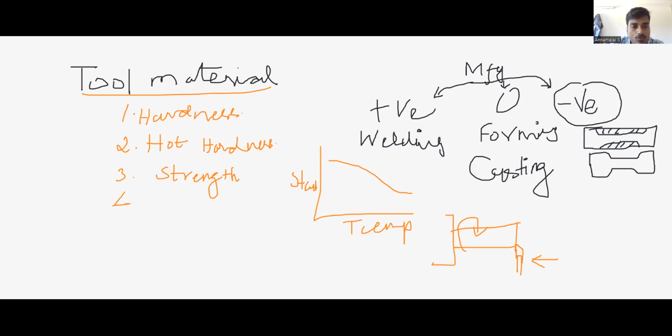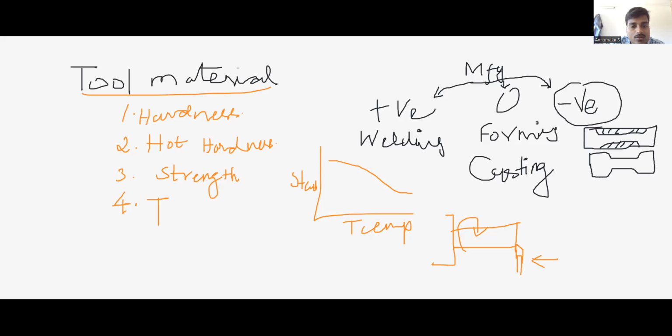Here strength means the tensile strength. The tool should not bend, or the tool should not break. You can call it strength, stiffness, or stress. It should have a high amount of stiffness and a high amount of strength. Then the fourth property is called toughness.